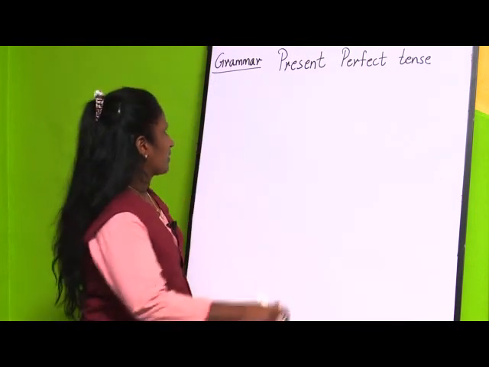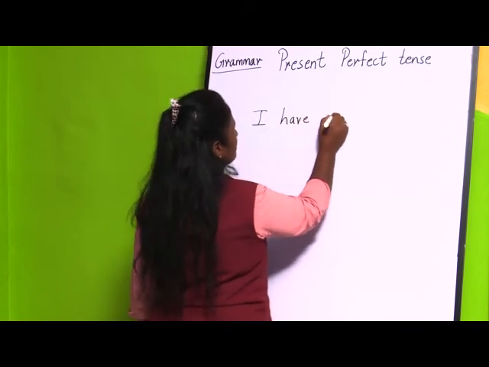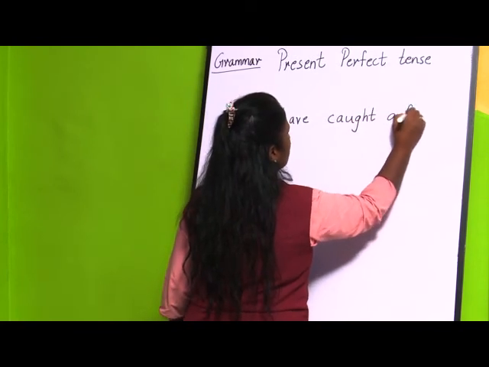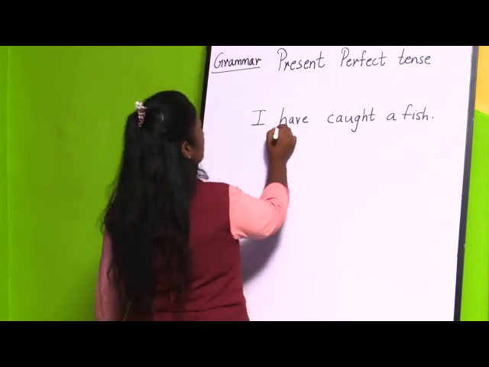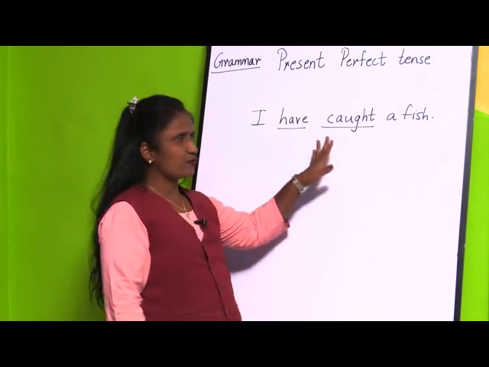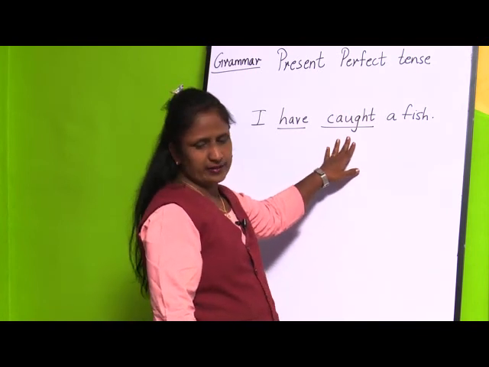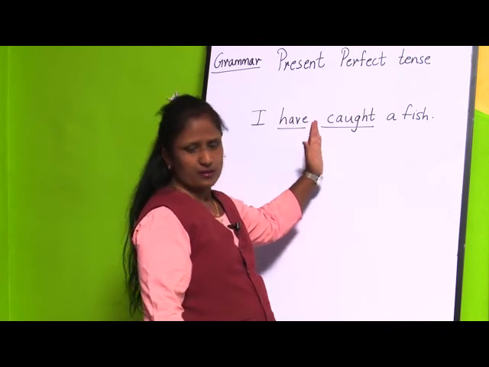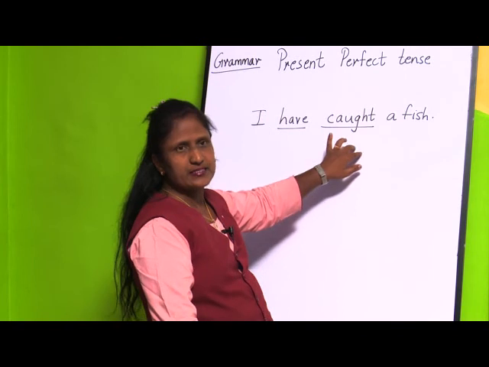Now, I will write one example here. I have caught a fish. I will underline two words, have and caught. If you see the sentence, I have caught a fish, the words I have underlined are the verbs, have and caught. They are in the present perfect tense.